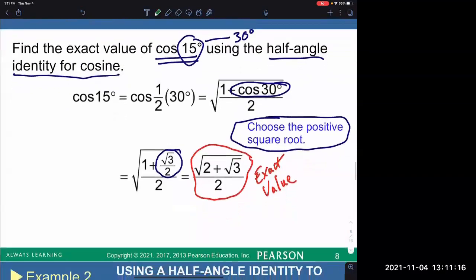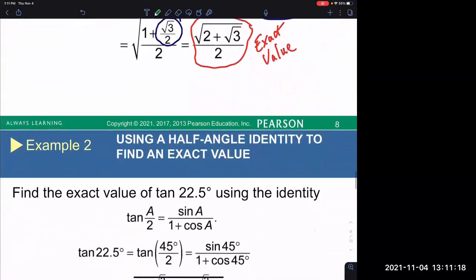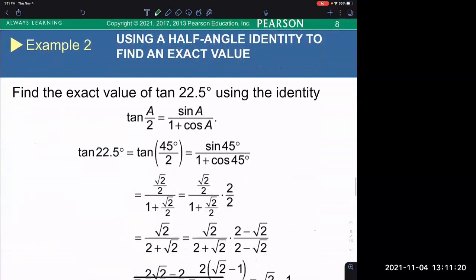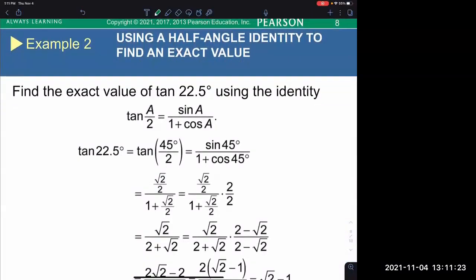All right, so let's continue. Here's another example, example 2. Using a half-angle identity to find an exact value. And in this case, they want the exact value of tan of 22.5 degrees. And it says use this identity, and they give us one to use.